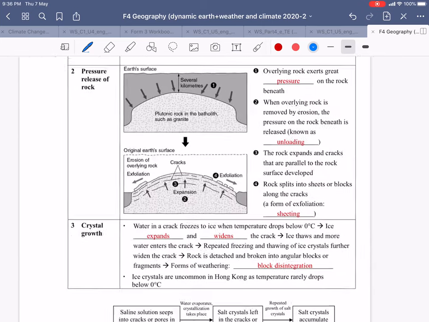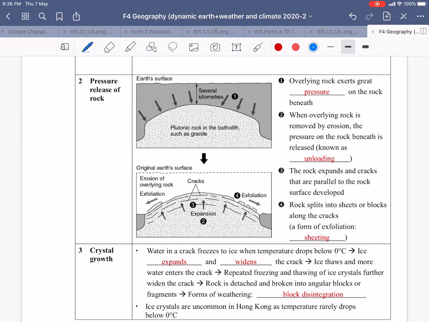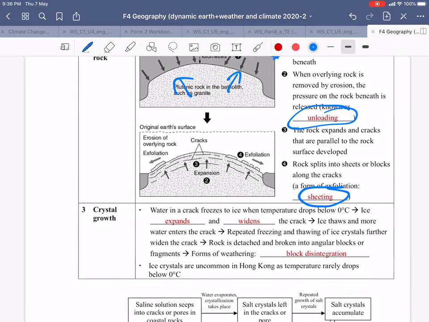And then pressure release, just like the sheeting, okay? You can see originally, because we have a mass here, okay? But once the mass is moved away, the pressure will release, okay? This process is called unloading, and this is called sheeting, okay?